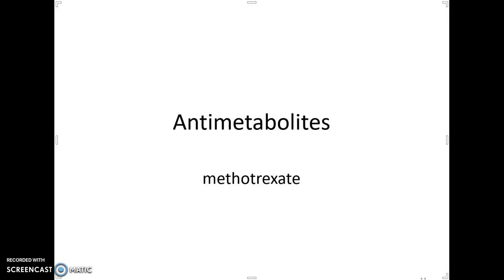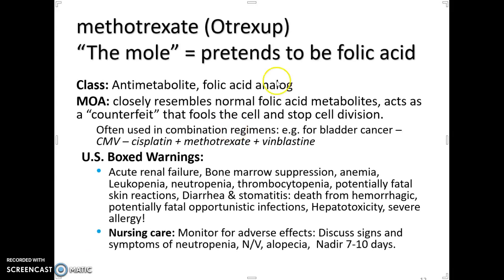Anti-metabolites. So remember I was talking about the mole, something that kind of dresses up and pretends to be an important chemical in that DNA replication process, but then it's really a counterfeit that fools the cell and stops cell division. So the class is anti-metabolite, and the mechanism of action is this counterfeit chemical. And for methotrexate, that's folic acid. It's a folic acid analog.